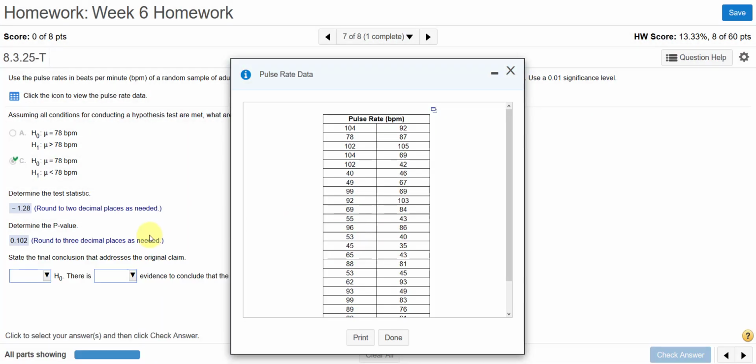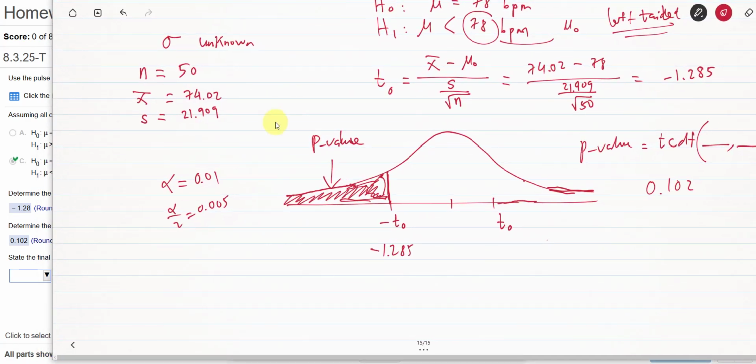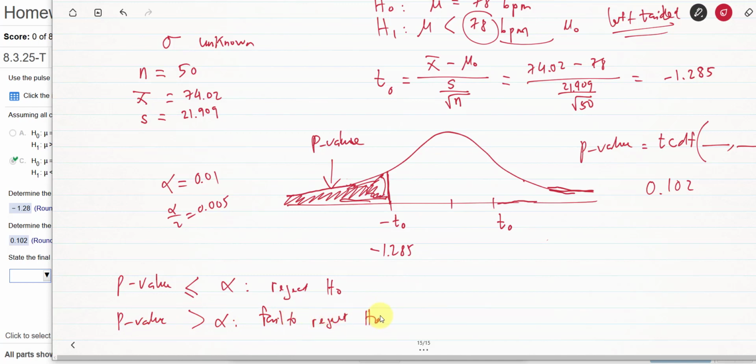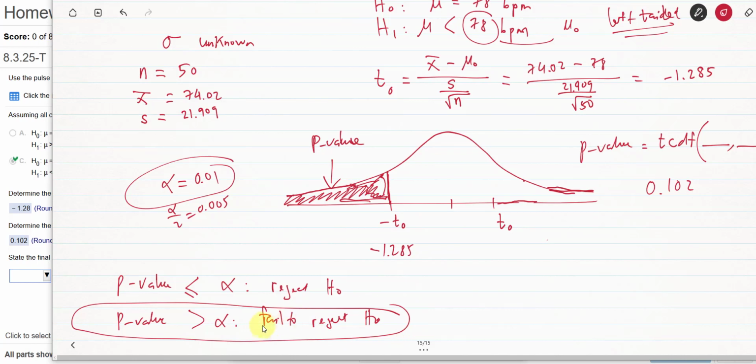And that is correct. And now let's make the final conclusion. Again, we make the conclusion based on the p-value. If the p-value is less than or equal to alpha, we reject the null hypothesis. If the p-value is bigger than alpha, we fail to reject the null hypothesis. In this case, your alpha is 0.01 and the p-value is 0.102. This is bigger than 0.01, which is the second case. So we fail to reject the null hypothesis.